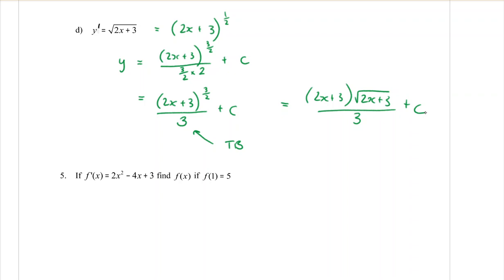So I checked the textbook answers, and they've been leaving these ones in that form. They just leave it in fractional power. So you can do that as well. So the textbook answer left those ones as fractional powers.